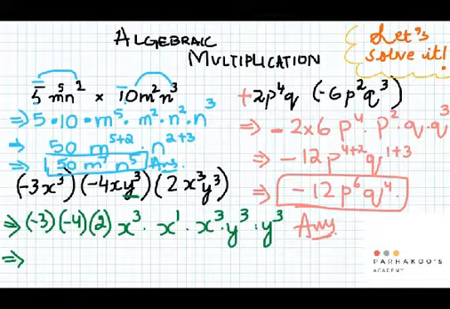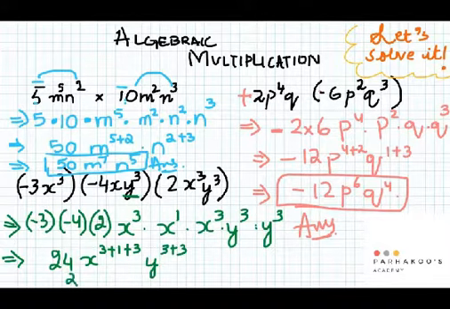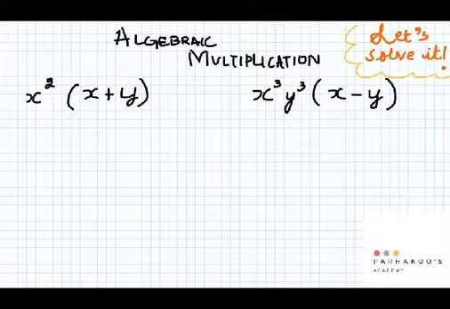4 into 3 is 12, 12 into 2 is 24. 24, x to the 3 plus 1 plus 3, and y is 3 plus 3. 24 x to the 7 y to the 6. So here is our answer. I hope you understand these. Okay, now let's do some more practice.